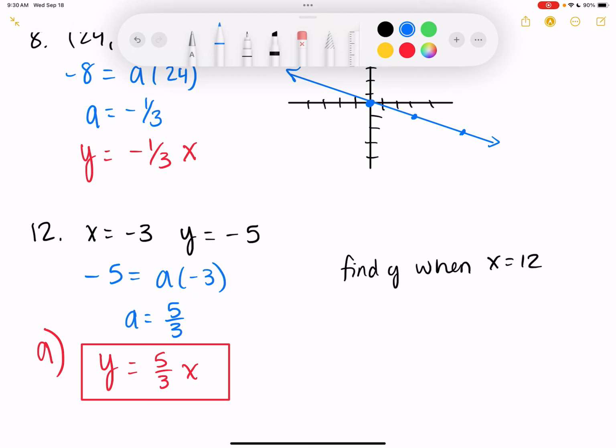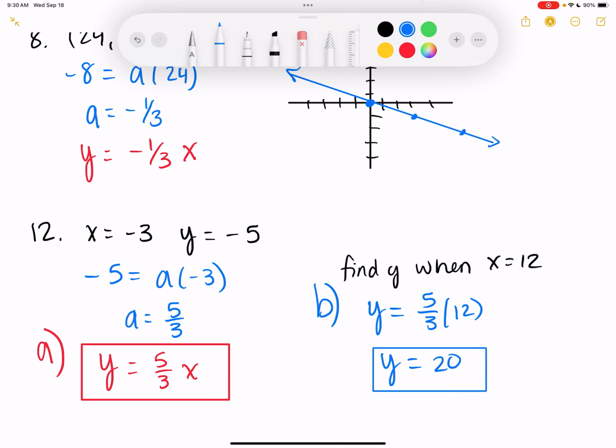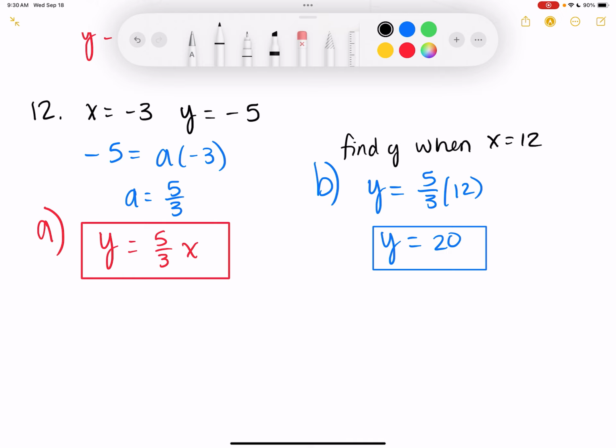That's not as hard as I thought it was. So y equals 5/3 times 12. I reduced the fraction: 12 over 3 is 4, and 5 times 4 is 20. So y equals 20. The next one: x equals 2/3, y equals negative 10.